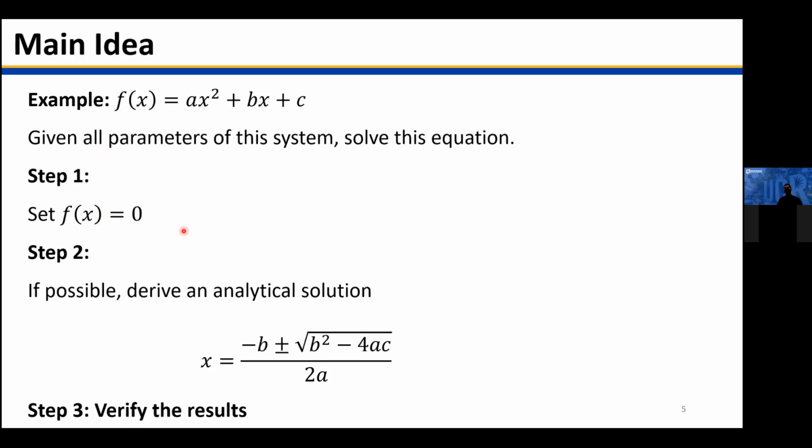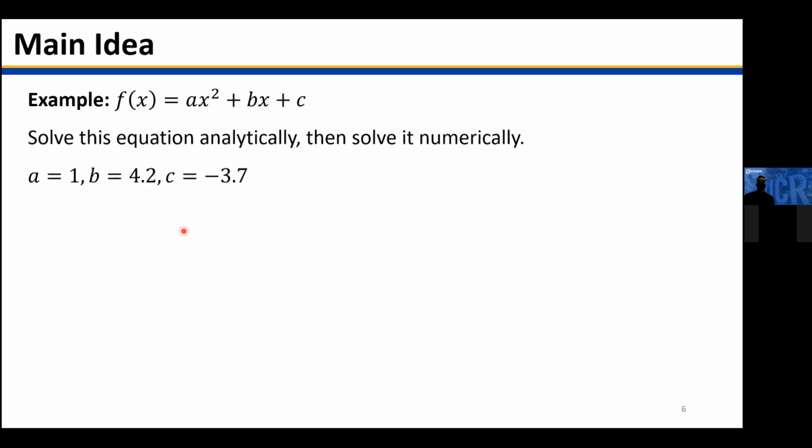Okay? So before we get to the numerical methods, let's make sure we get this down. So I'm going to give you the parameters. Say A equals 1, B equals 4.2, C equals minus 3.7. Instead of doing this by hand, I know you can do this by hand, do it on MATLAB. I'll give you 5 minutes. So solve it analytically first.